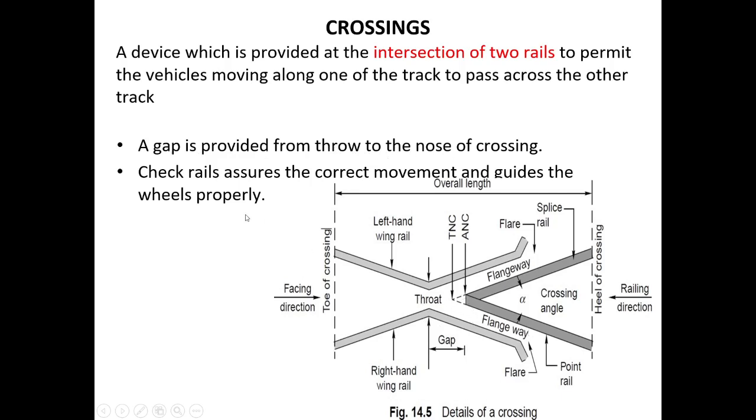Check rails are provided which assure the correct movement and guide the wheels properly. Check rails are also provided so that the movement of the trains is correct, and it also guides the wheels properly.